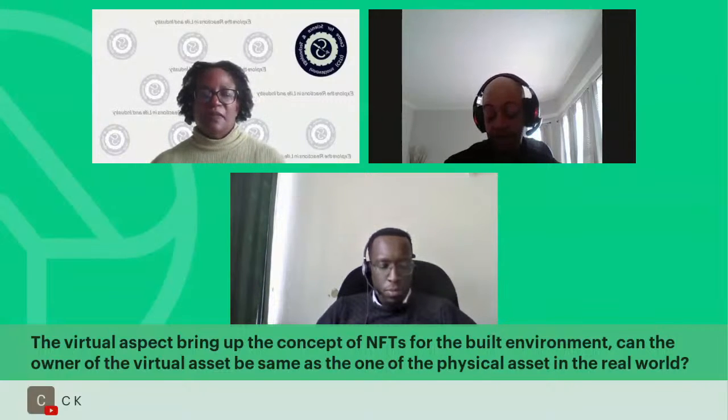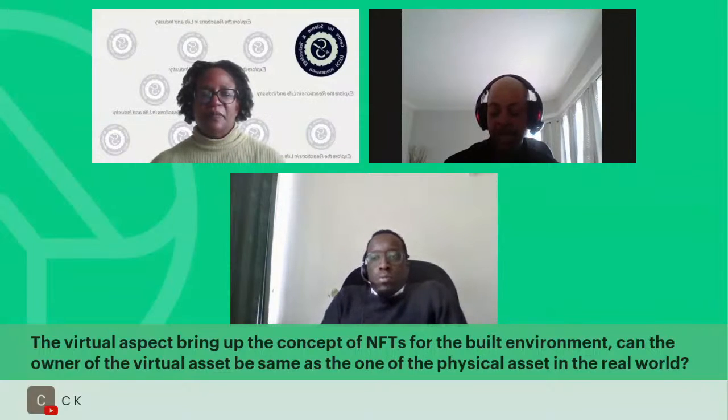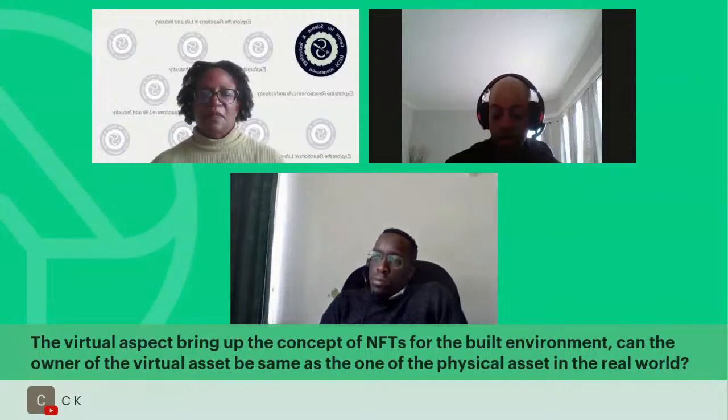And so it depends, right? It depends on the smart contract, which is essentially what underlies NFTs and other cryptocurrencies. If the smart contract says that individuals that own this NFT also own the physical space, then yes, that's completely possible.